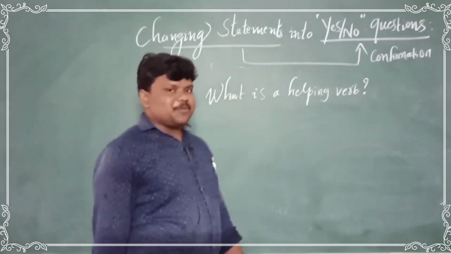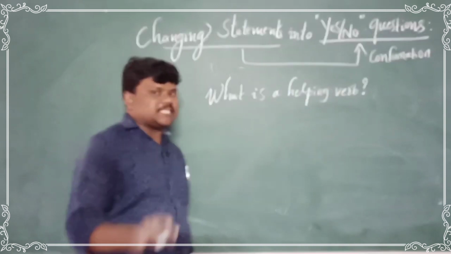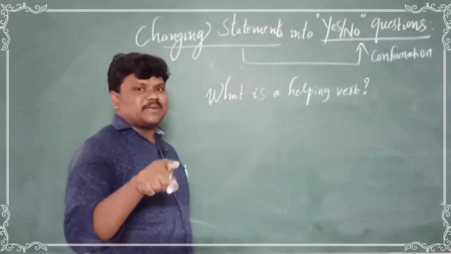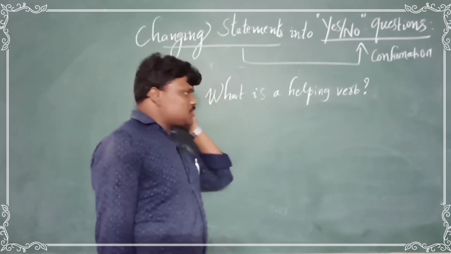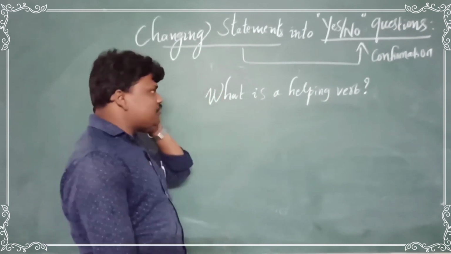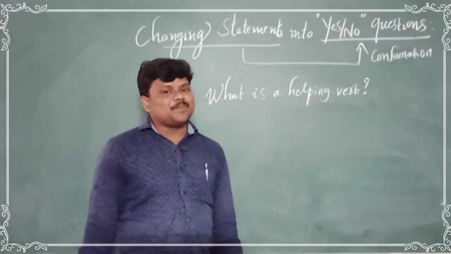How many helping verbs are there? 24. Don't forget there are 26 letters, my dear. Better to subtract 2 and you will get 24. Very easy to remember. 24 helping verbs in the English language. And now the question for you: what is a helping verb?